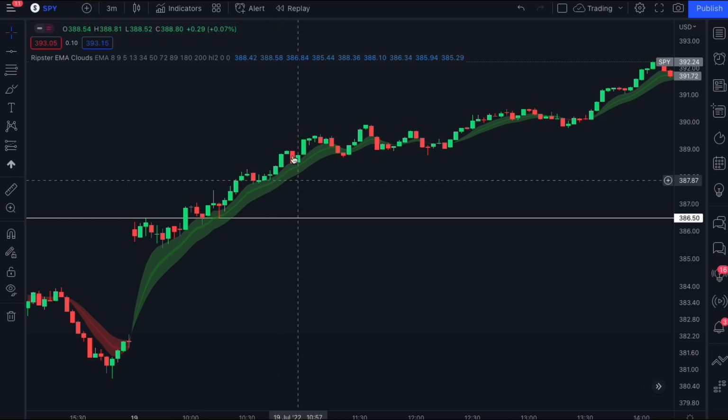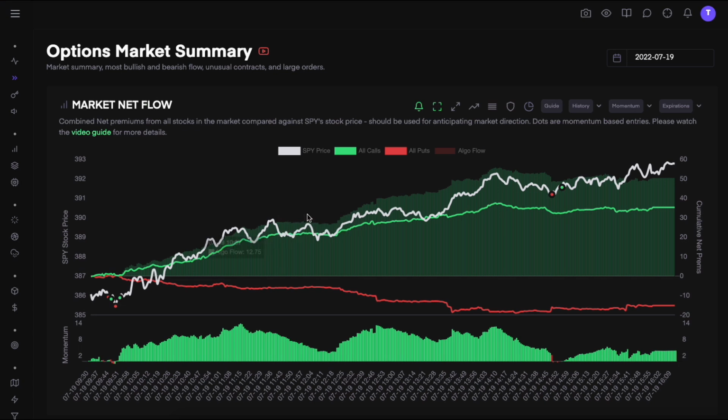And it's not just the trend in the moving average. I think that the confidence actually comes from the trend in the algo flow or the market net flow. This was positive all day. So anytime there was a dip, anytime there was a consolidation, we were looking to buy. And that's what we want to do, and obviously you can see that worked very well.